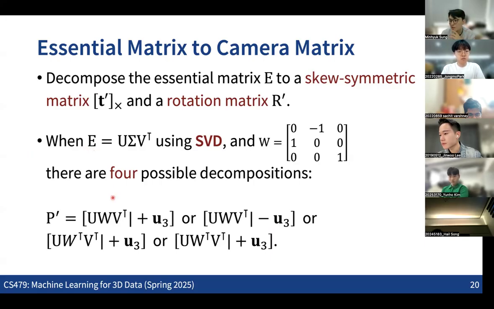So it sounds like there is still some ambiguity. Once we get the essential matrix, there are still four possible cases for the rotation and the translation, right? So that's the problem.